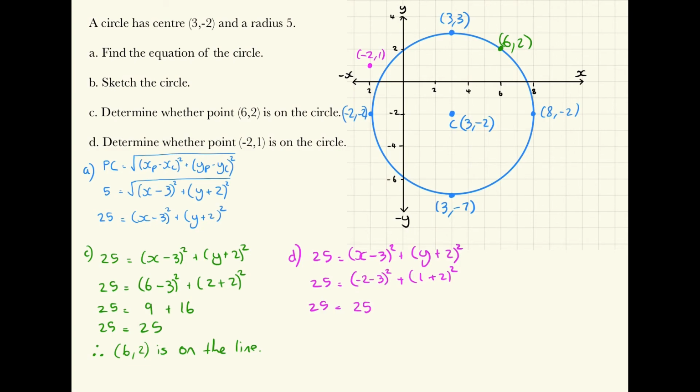Now immediately you should be thinking, well, if we have to add anything to this, the answer to the right-hand side must be 0. Like this must be 0 if the left-hand side is going to be equal to the right-hand side. We know that's not going to be the case though. So let's just go ahead and do this. 1 plus 2, that is 3. 3 squared is 9. 25 does not equal 34. Therefore, the coordinate negative 2, 1 is not on the line because the left-hand side of this equation is not the same as the right-hand side when you substitute that coordinate.